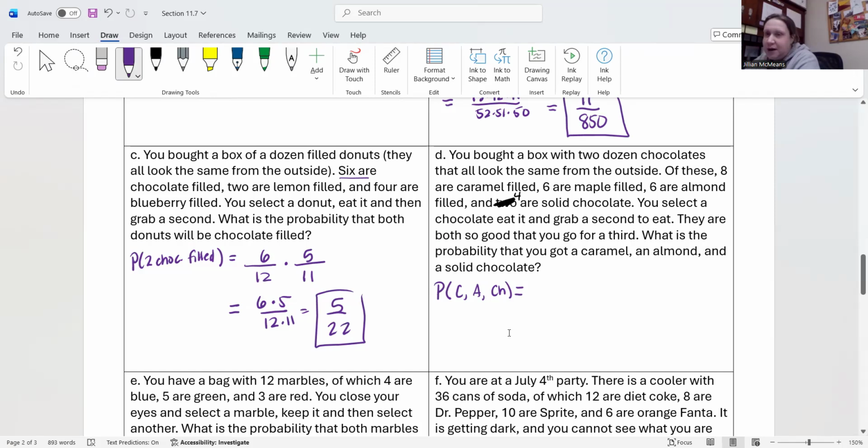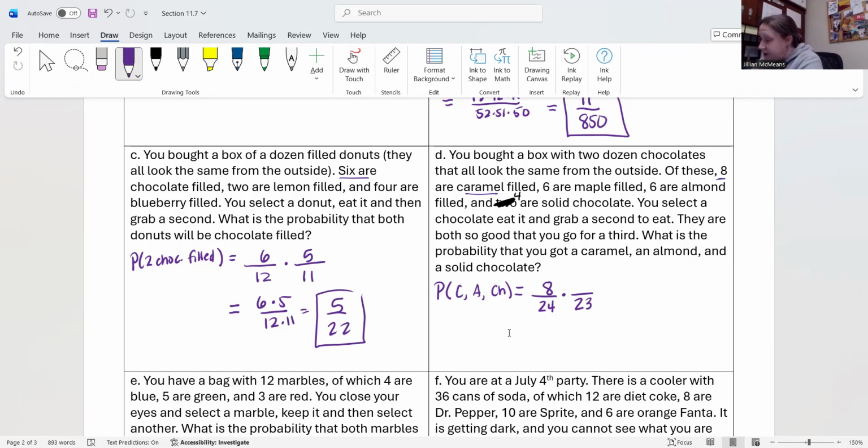Okay. All right. So for the first one, we're looking to get a caramel. Now we know there's 2 dozen chocolates. So 2 dozen is 24. So to start with, we have 24 chocolates. And we know that 8 of the 24 have caramel filling. So we have 8 over 24 for our first chocolate. Now remember, we ate that chocolate. There's no longer 24 chocolates in the box. There are 23. Okay. And of those 23, we're expecting an almond for the second chocolate.